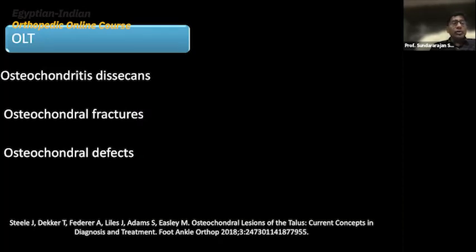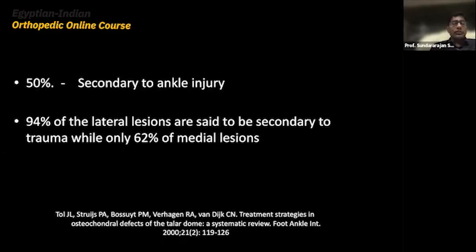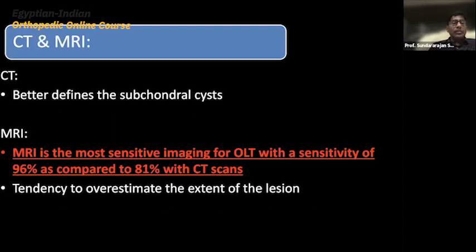So OLT usually happens because of osteochondritis dissecans, osteochondral fractures, or osteochondral defects. 50% are secondary to ankle injury. Unlike the knee joint, ankle OCDs are more commonly due to ankle injury. And 94% of the lateral lesions are said to be secondary to trauma, and 22% of the medial lesions. It can be easily diagnosed by X-ray itself, but CT and MRI give more sensitivity in diagnosing this. MRI is the most sensitive, at almost 96% compared to 81% with the CT scan.